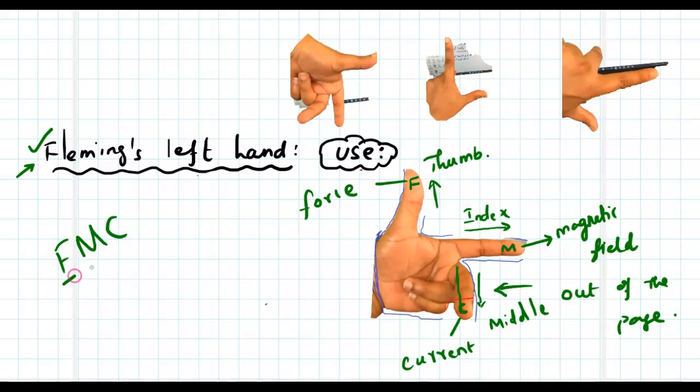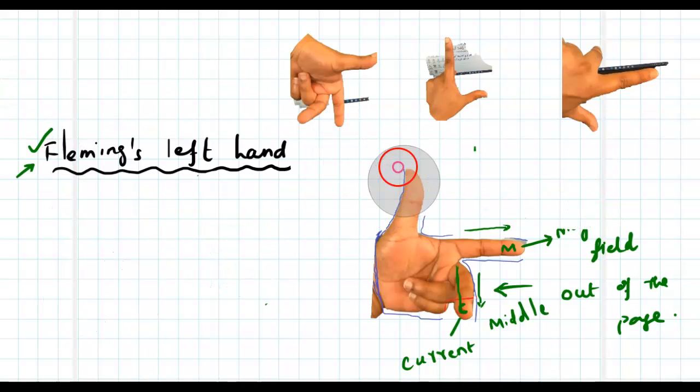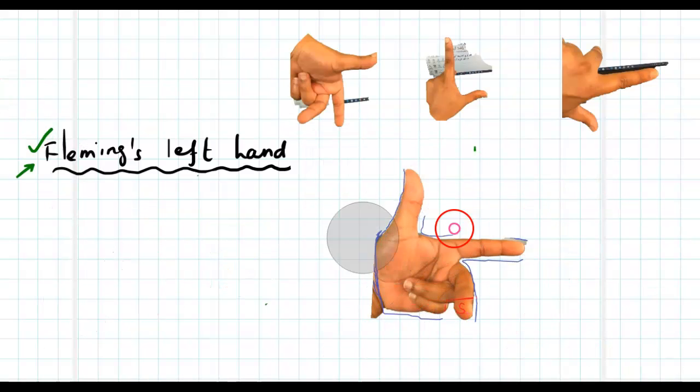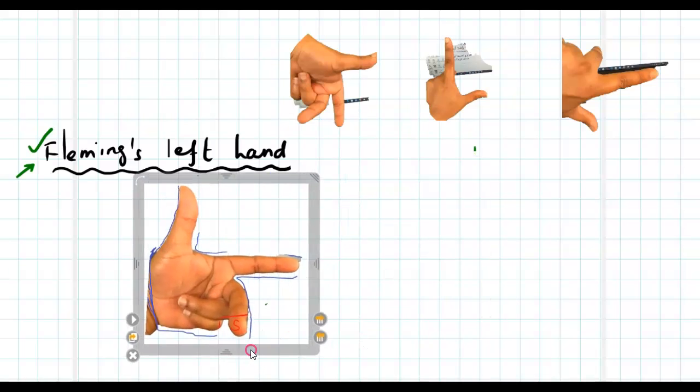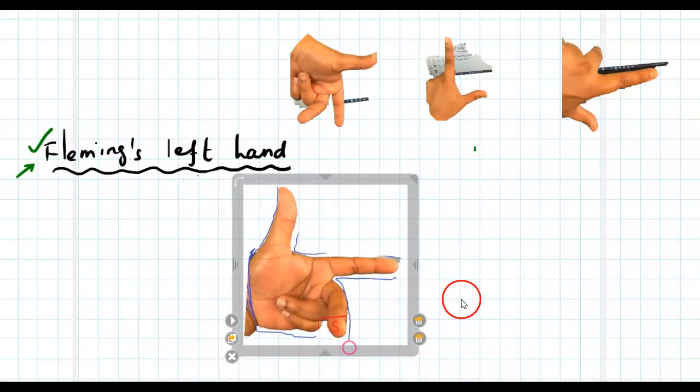FMC, you can remember by heart: father, mother, children. F is the force, M is the magnetic field, and C is the direction of current. Okay, now listen carefully. Now we have the alignment with one question, we can do it.